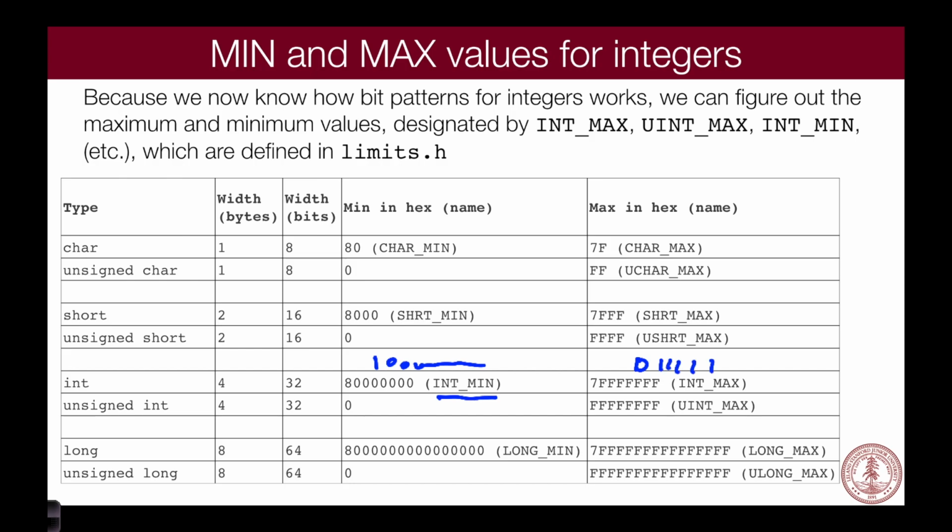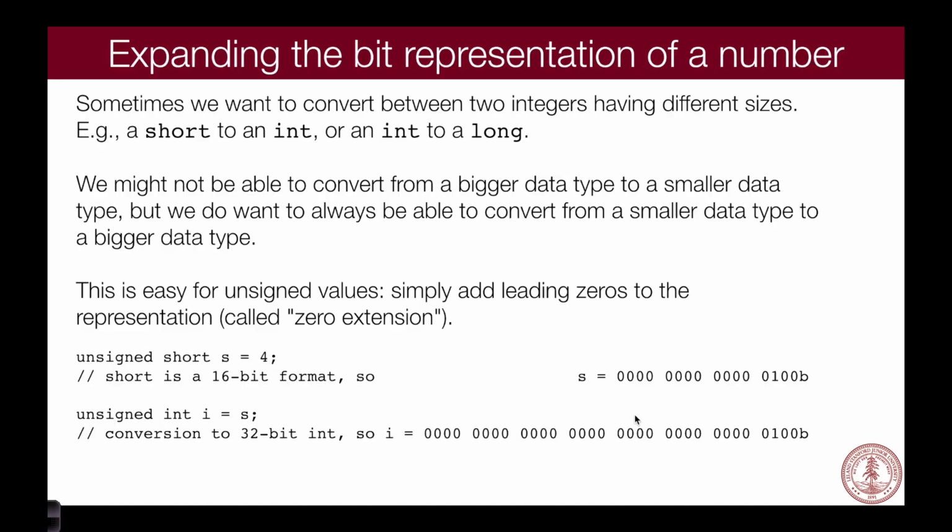Okay, you should know that for an unsigned number, the lowest is just going to be all zeros, and you should know that the highest is going to be all ones. Okay, negative 1 again is going to be all ones for a signed number. So those are the kinds of things that you should recognize when we're talking about integers and mins and maxes.